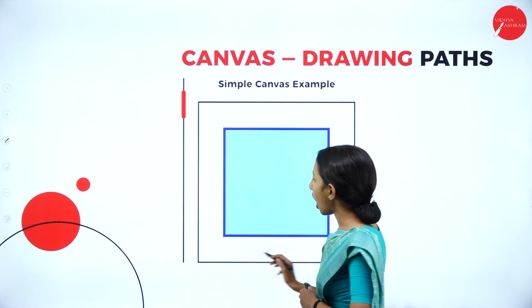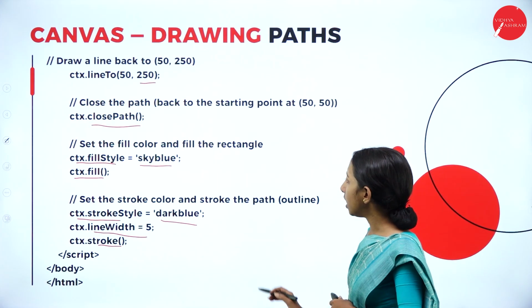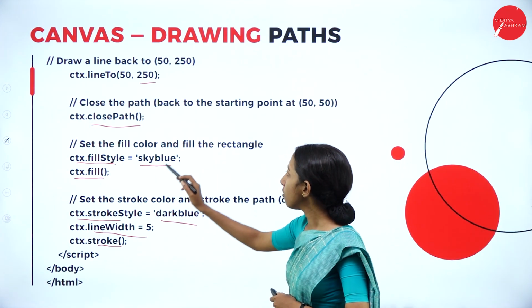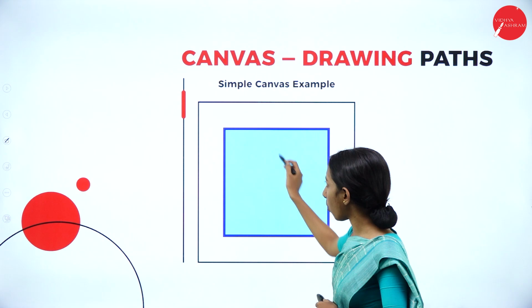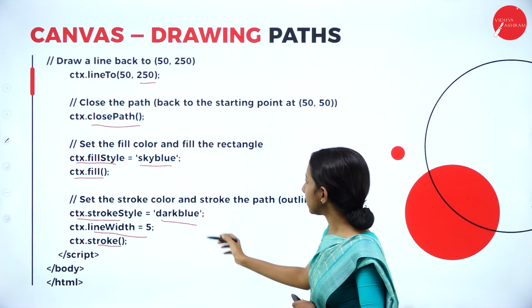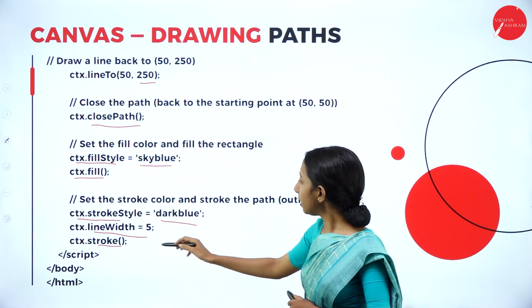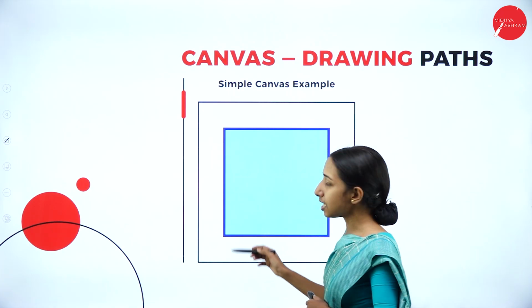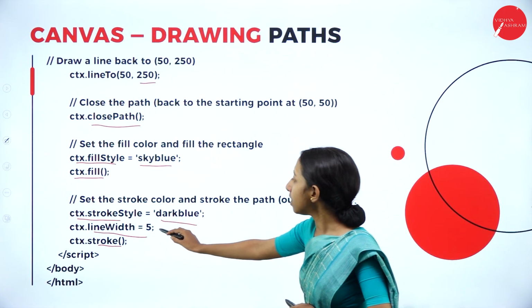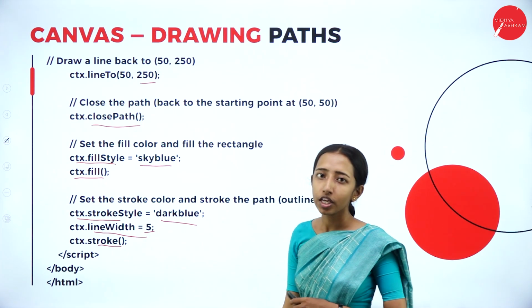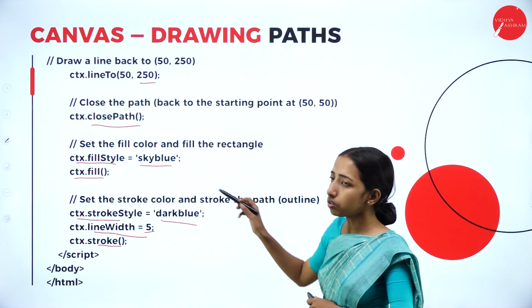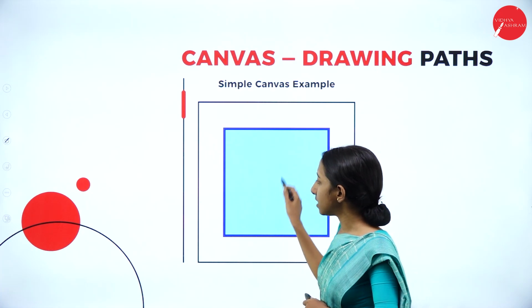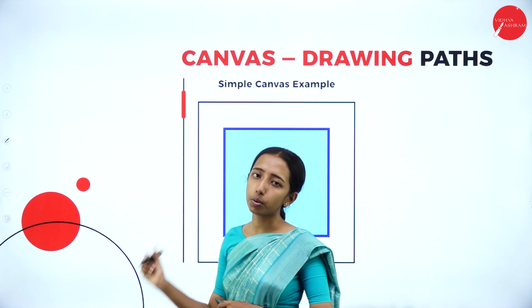You will be getting the output like this. So how? Here you can see the sky blue for filling the rectangle of the path we have created. Inside, that is the sky blue we have filled, and dark blue is the stroke we have given, and the width is 5. So this is the path. It has moved 3 times. So here you can see an example of how the output will be.